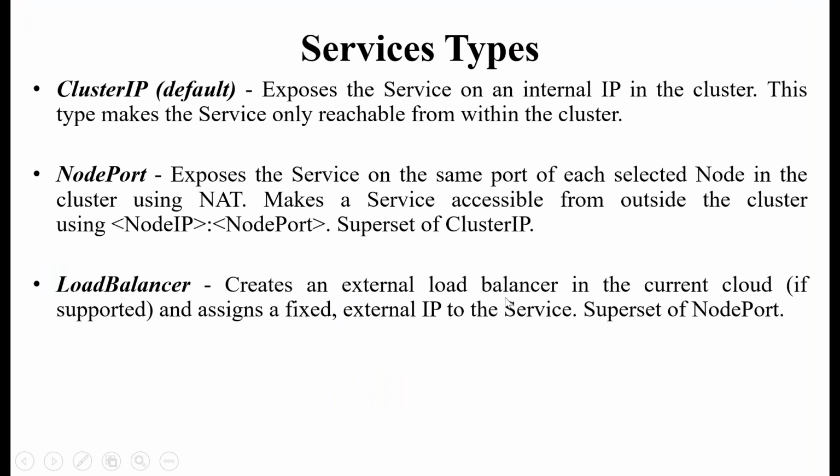It creates an external load balancer in the current cloud, but it has to be used in cloud infrastructure. If you are using AWS and you define the service type as LoadBalancer, it automatically creates one load balancer, the Application Load Balancer, that is ALB. That means the ALB load balancer URL will be published automatically. You don't need to configure that explicitly. Then you can take that load balancer URL and use it to access the application which is hosted on Kubernetes.